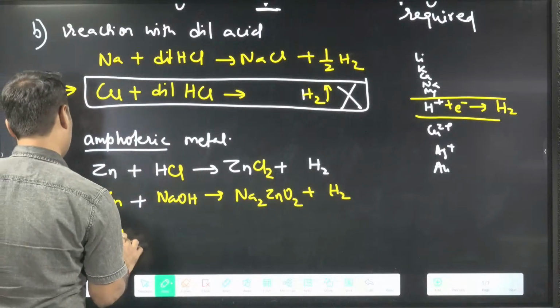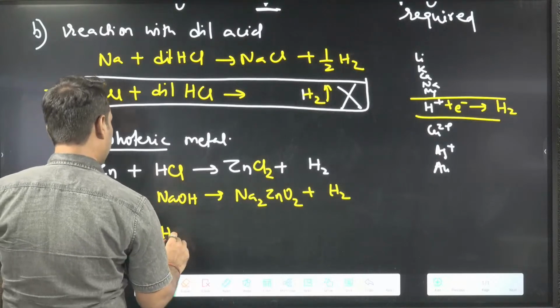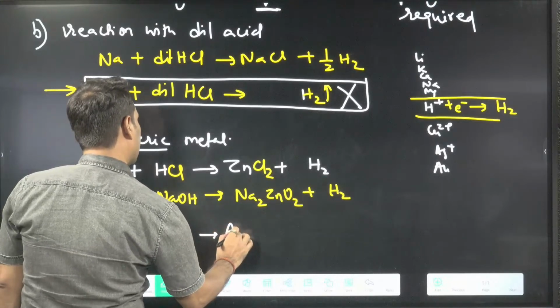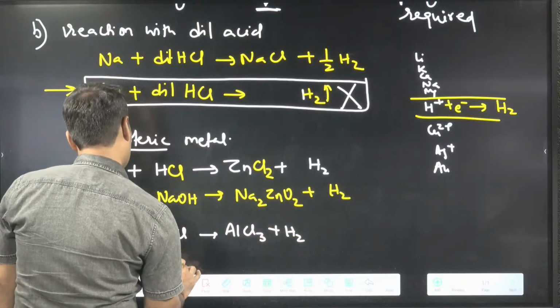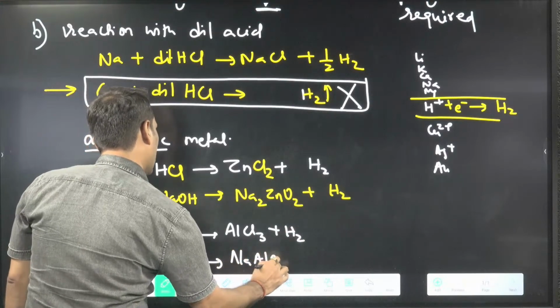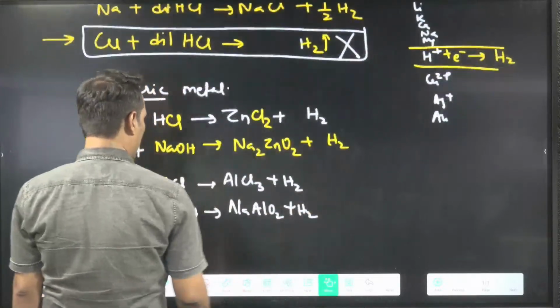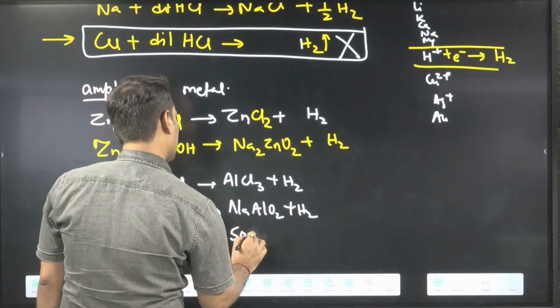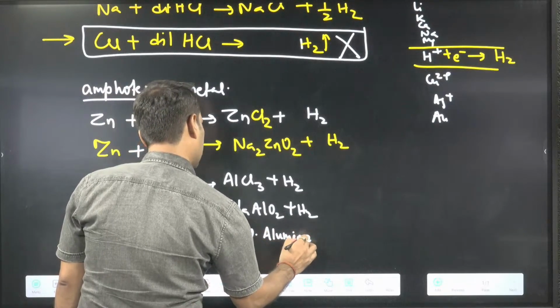Similar things will happen with aluminium. Can you write with aluminium? All these are dilute acids and base. HCl, you will get AlCl3 and hydrogen gas is liberated. You can also react with NaOH and you will get NaAlO2 plus hydrogen gas. What is the name? Sodium aluminate. We wrote, na? Sodium aluminate. This we wrote yesterday also.